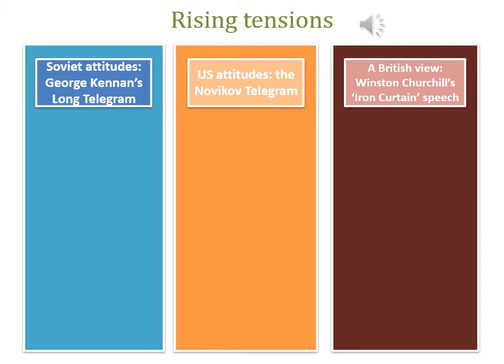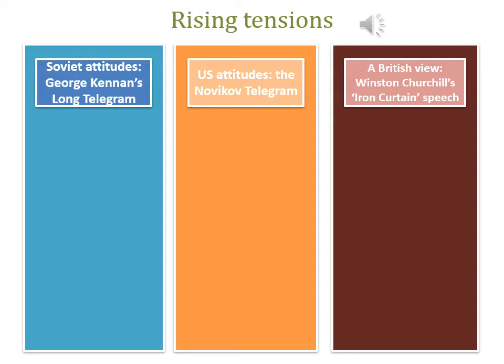First of all, starting with what was perceived to be the Soviet attitude, as noted in George Kennan's long telegram. Now, a telegram is a message sent by telegraph wire. It's normally very short, but George Kennan's telegram is a very long message, more like a letter, hence its nickname. Now, George Kennan was the American ambassador to Moscow, living and working in the Soviet Union, and as a diplomat, his views were taken very seriously.